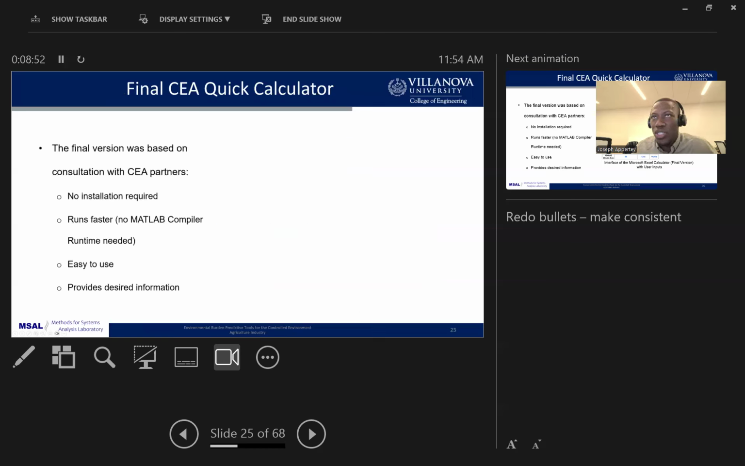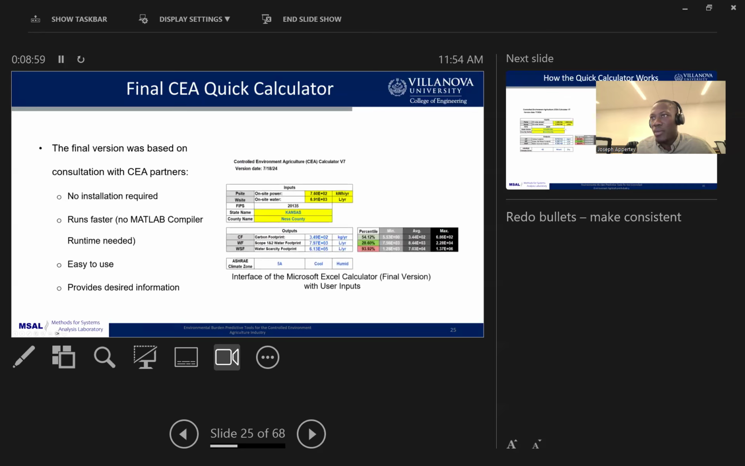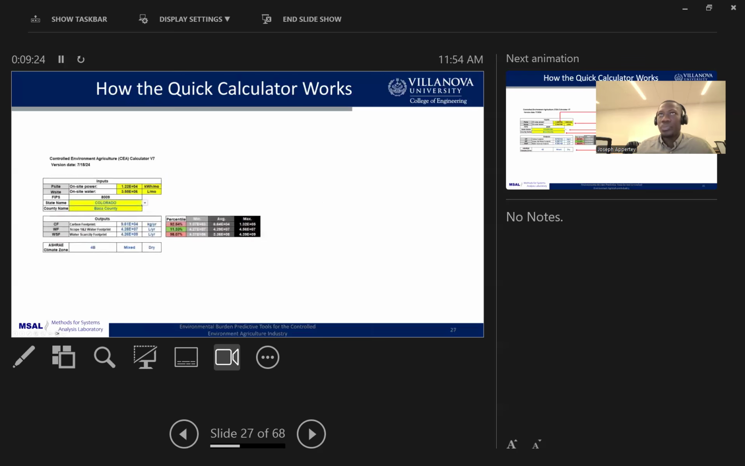But after a consultation with the partners, they suggested that it should be migrated into a Google Sheet or Microsoft Excel. This is based on the reasons listed below. No installation will be required, and it will help to run the app faster. It will also make it easy to use, and it will provide the basic information that will be required. So this is the final tool that is developed using Microsoft Excel.